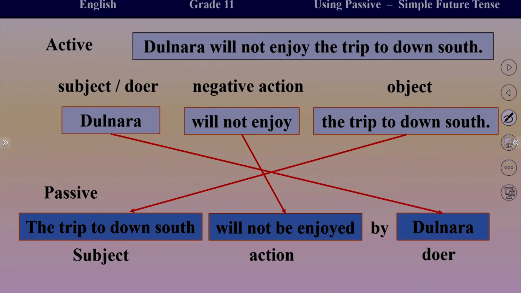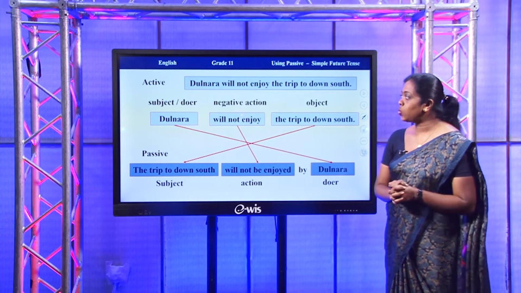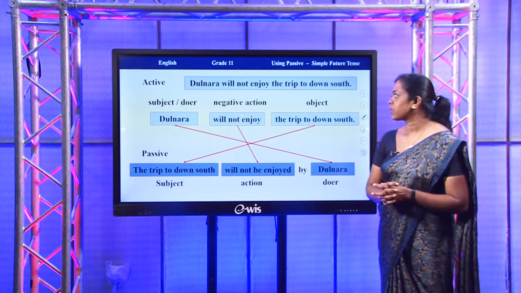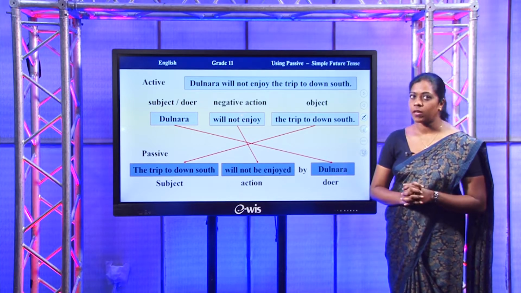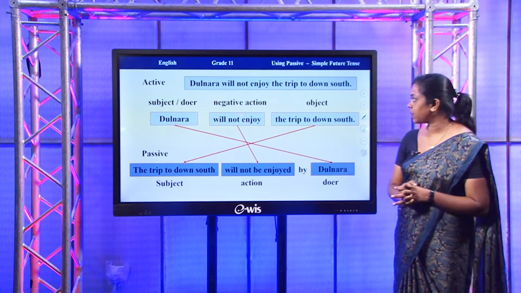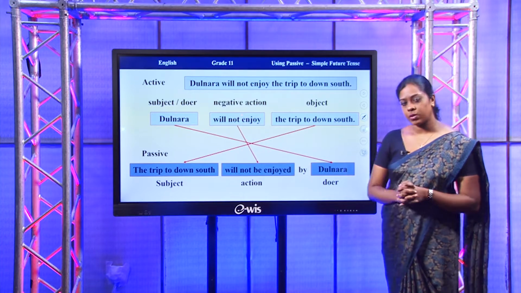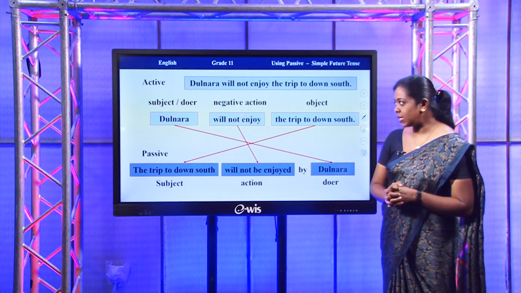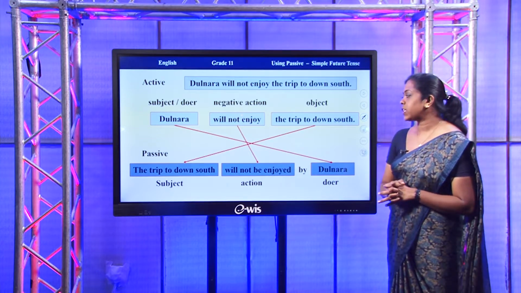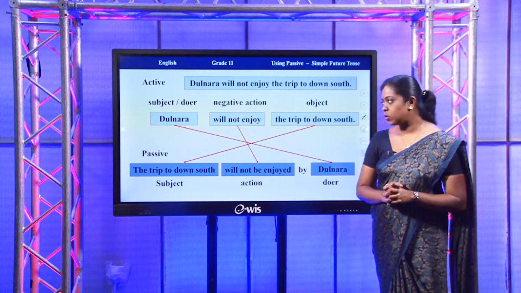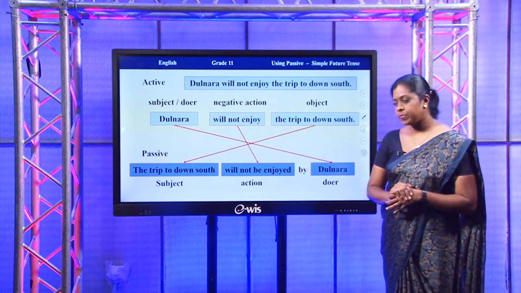Let us identify the subject, verb and the object first of all. Dulnara is the subject. Action is negative here. Will not enjoy. The action is not going to take place. And the object is the trip to down south. When we convert that into passive, you know what we should do. We bring the object to the subject position. So our passive sentence starts with the trip to down south.